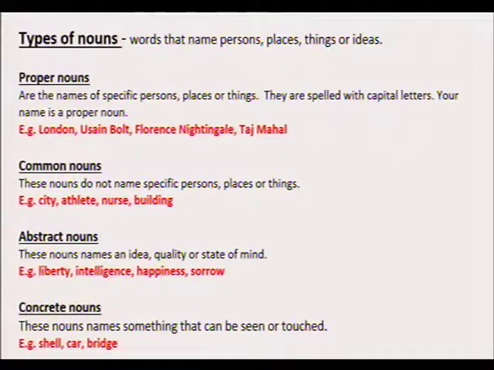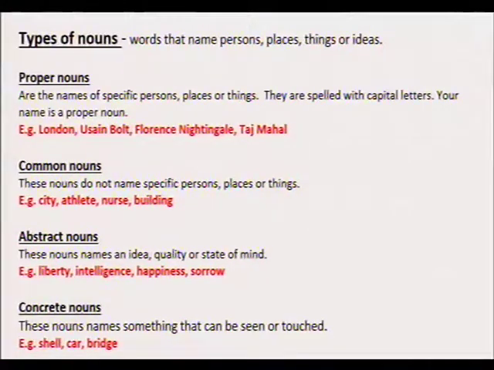Common nouns. These nouns do not name specific persons, places, or things. It's just the thing. And remember, to determine nouns, you could touch it, you can see it, you can taste it, you can smell it. Those are nouns. So cities, athletes, nurse, buildings, walls, tables, also so many examples.